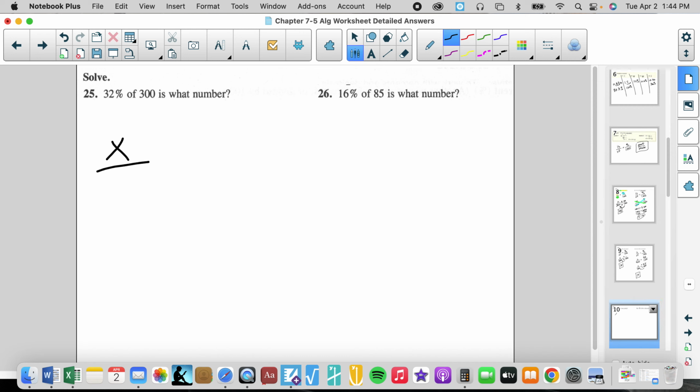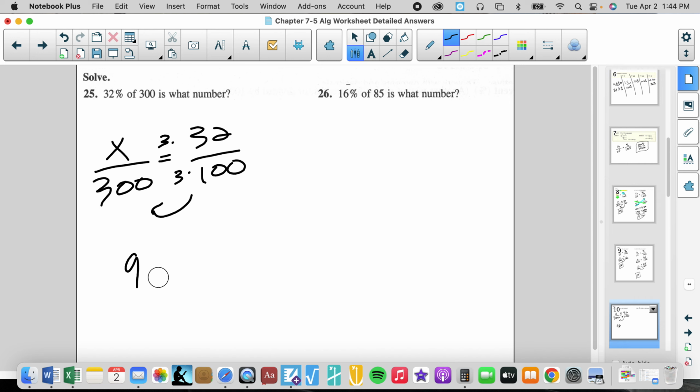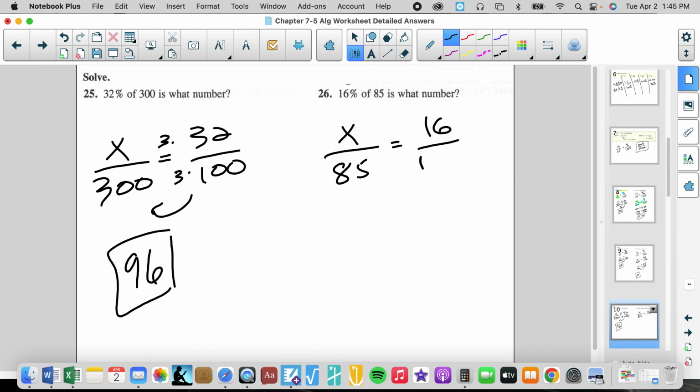Is over of equals percent over 100. I'm going to multiply by 3, and I get 96. Look how fast we can do these problems. No calculator, all mental math. Is over of equals percent over 100. Now, I don't know what that is.